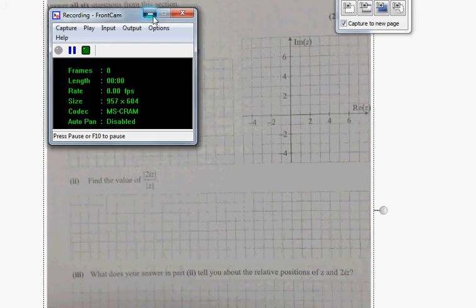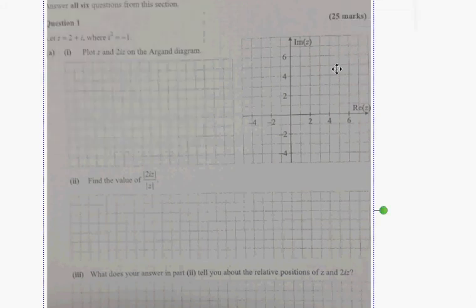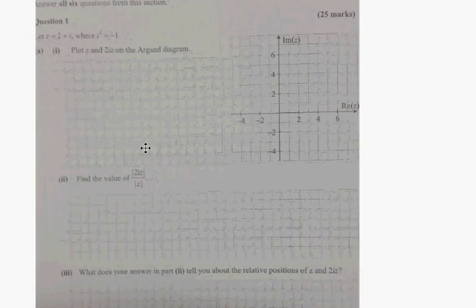So, guys, first of all, we're on question one. I know it's a bit hard to see. I had to take pictures of it. We don't have the digital copy.